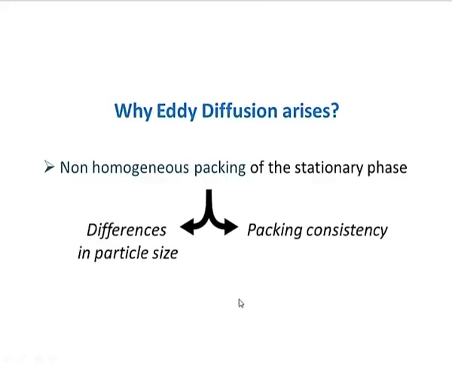How do we circumvent this? To know that, we need to know what causes eddy diffusion. There are 2 factors. First factor is packing consistency. The packing material in a stationary phase is not uniformly packed, right. There are very small subtle non-uniformities which are enough to create such different paths.